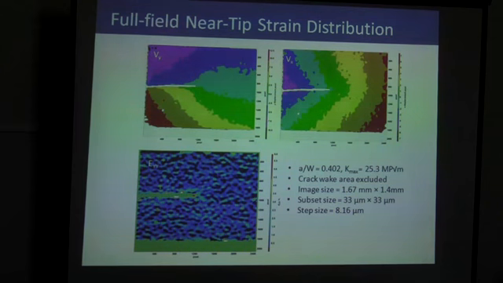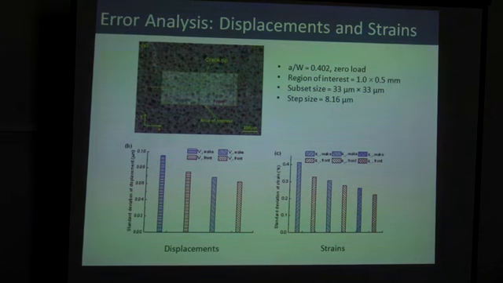It's not entirely symmetrical, as you can see. The subset size that we use is 33 by 33 micron. This is limited by the speckle distribution. Essentially, most people use white paint and then put speckle on it. To do a quantitative analysis, you really have to know the scatter, so this is what we did before we ran the analysis. This is at zero load. We choose a region of interest of about 1 by half a millimeter.